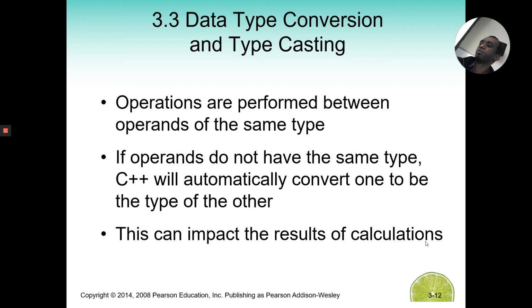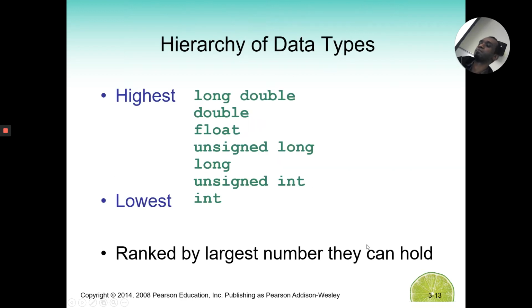Operations are performed between operands of the same type. If operands do not have the same type, C++ will automatically convert one to be the type of the other. This can impact the result of the calculation.